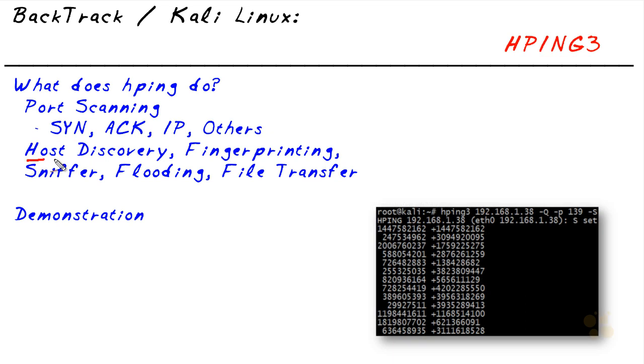In addition to doing that host discovery to find out that devices are there and maybe what ports are open, it can also do fingerprinting, very much like some of the other tools that we've discussed. With fingerprinting, if we know the initial sequence numbers are predictable, we can map that over to a specific operating system or family of operating systems that behave in that way. It can also act as a sniffer, we can use it as a flooding attack tool, and we can even do covert channels and initiate file transfers using Hping.